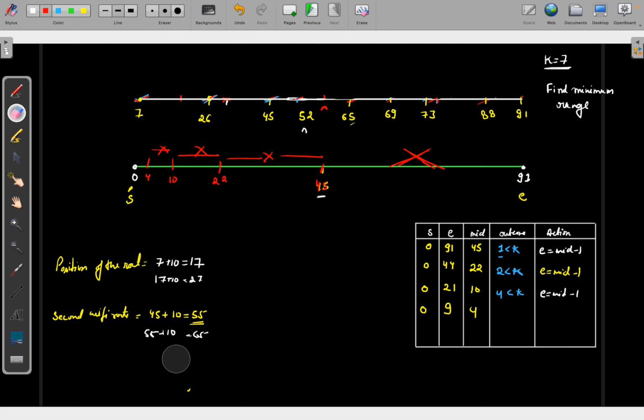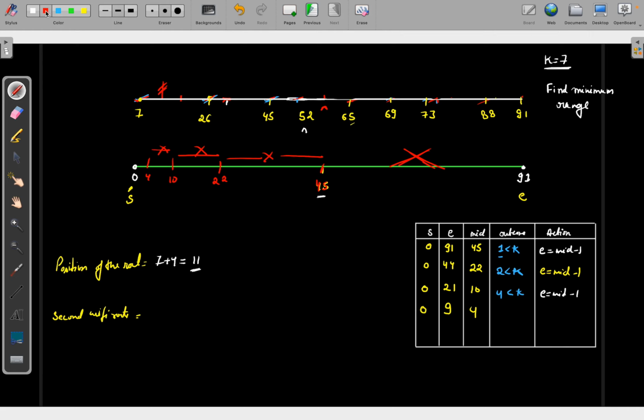When we have range equal to 4, what will the first position be? 7 plus 4, that will be 11, right? So my first Wi-Fi router will be at 11.